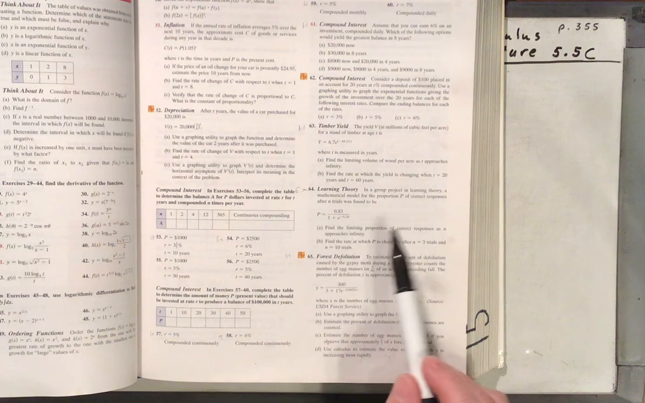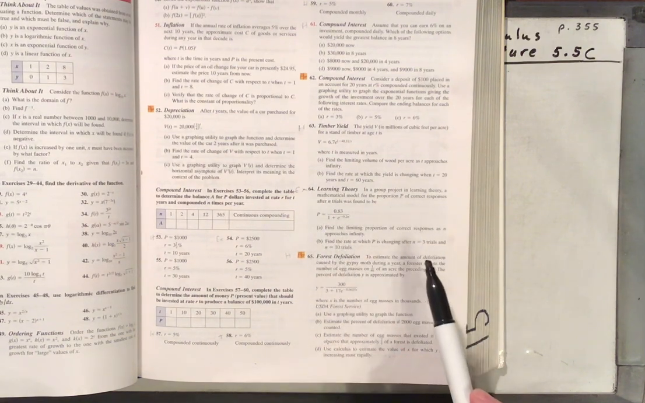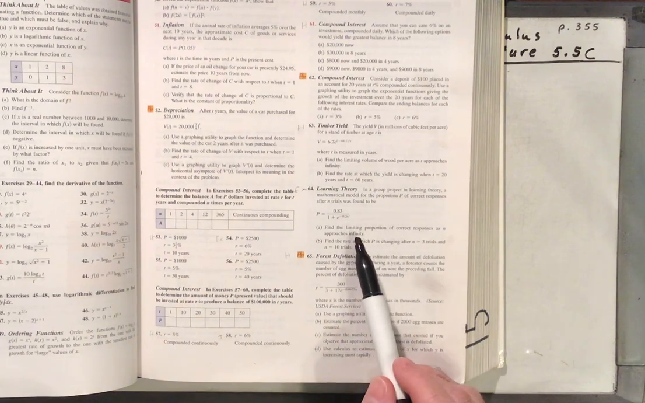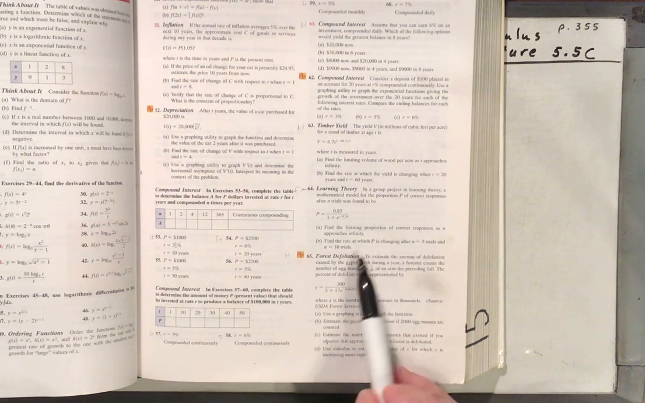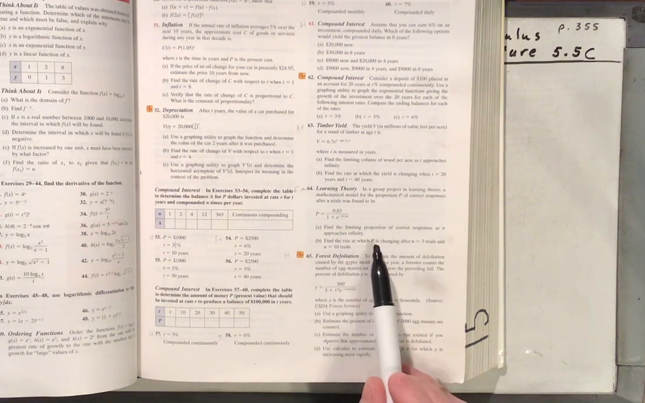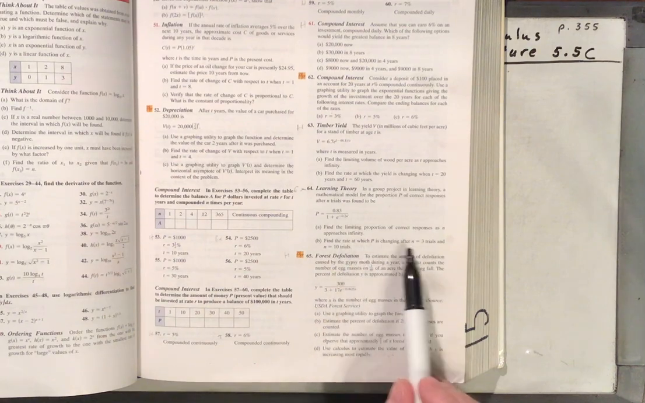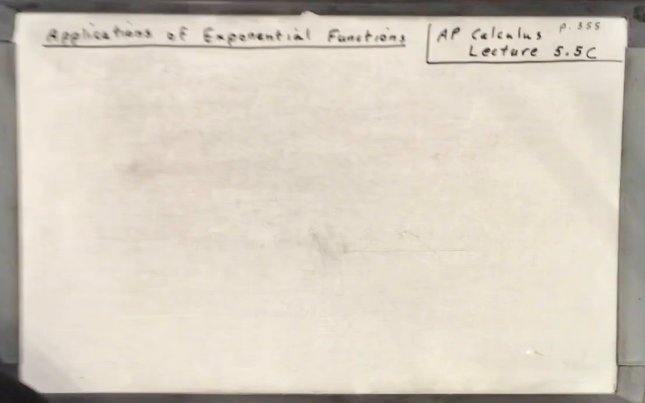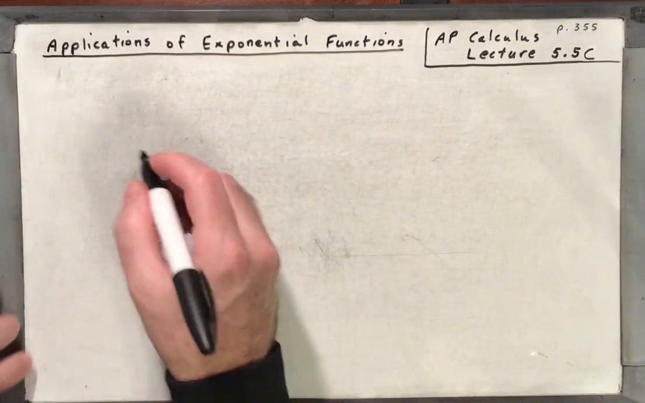What that's saying is, no matter how many trials you do, what's the top proportion of correct responses you are going to get? That would be the limiting proportion. And then find the rate at which P is changing after 3 and 10 trials. So to find the rate of change, we're going to take the derivative of that function. All right, again, this is number 64.